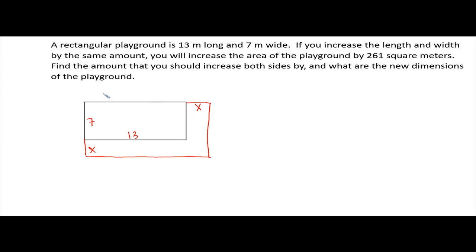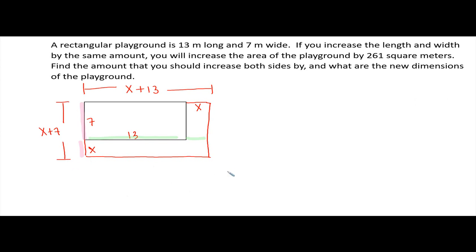So what that means is the new measurement for this side here: this was 13 before, and now we've added x. So this side is now going to be x plus 13, the length of this side. And this side over here, before it was 7, and then we added the x. So this side over here now is going to be x plus 7.